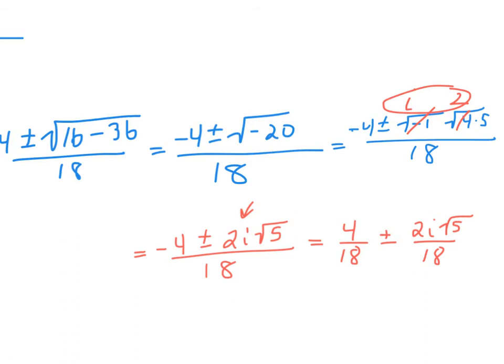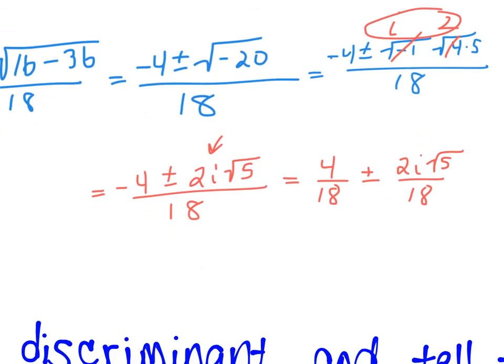So write it out as 2 separate little fractions so you can see. In the first fraction, 4 over 18, can I simplify that? Yes. If I divide top and bottom by 2, what am I left with? 2 over 9. 2 over 9, okay. Plus or minus, what about 2 and 18? Yeah. What does that become? Just 1 over 9.